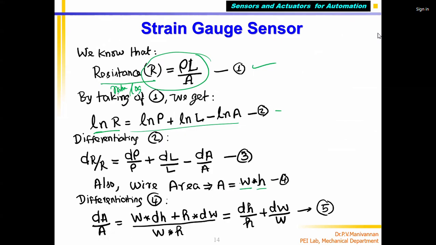So if you substitute this in this equation, I can say dA by A equal to W into dH plus H into dW, divided by W into H, which can be written as dH by H plus dW by W. That is change in height divided by original height of the wire, and the change in the width divided by original width, equal to dA, change in area divided by A. So dA by A equal to dH by H plus dW by W. This is the fifth equation.